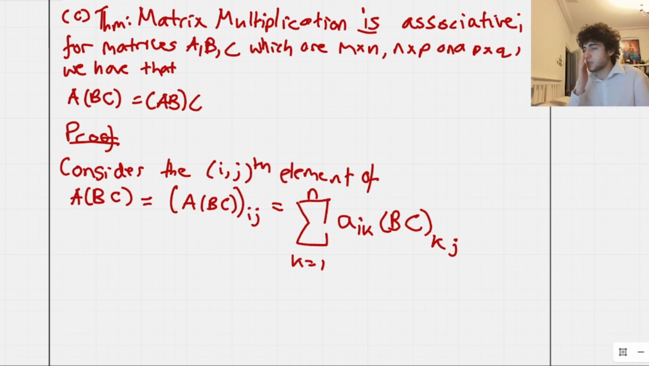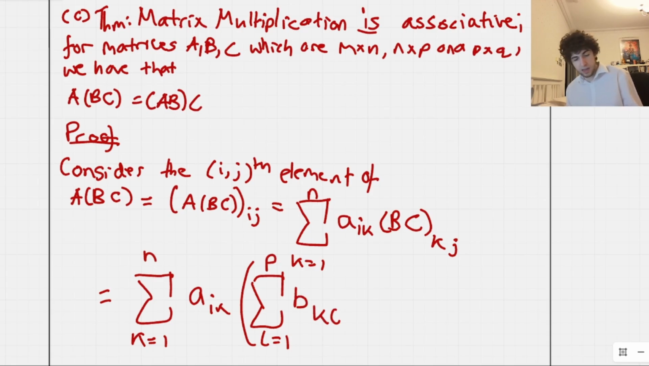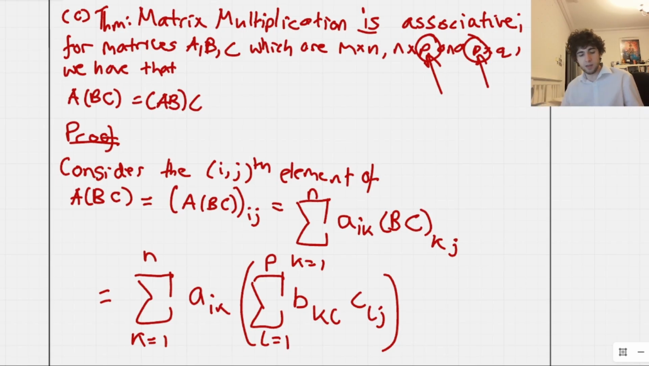So this is the definition, but it's still not helpful because we still have this product of two matrices in here, so we have to unwind that as well. This gives us the sum from k equals 1 to n of A_ik multiplied by the sum, we'll call it l, just to not get confused with the k, l equals 1 to p of B_kl C_lj. The p there is simply because B is n by p and C is p by q. So we always use this number here for the upper index of that sum.